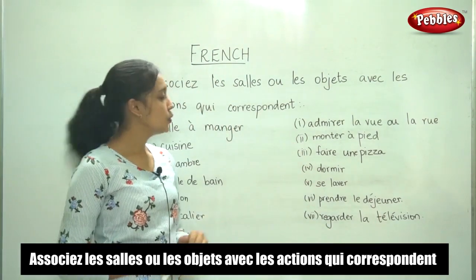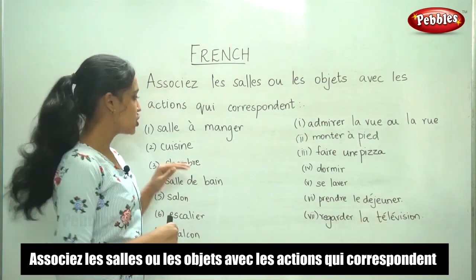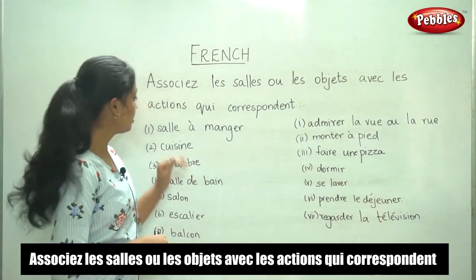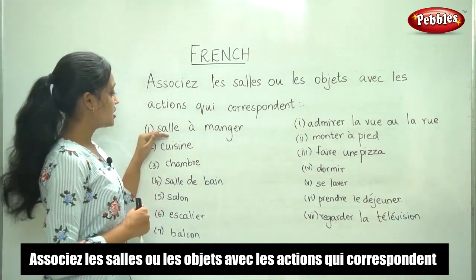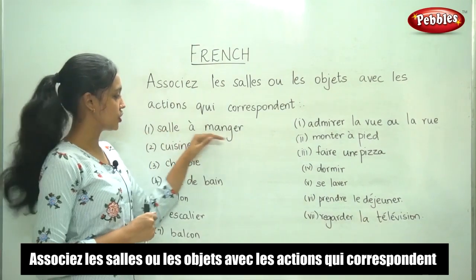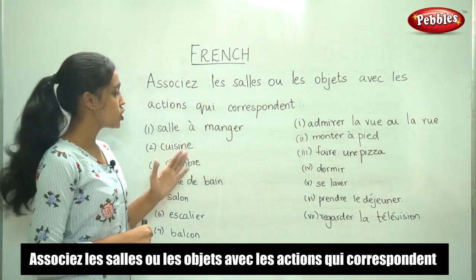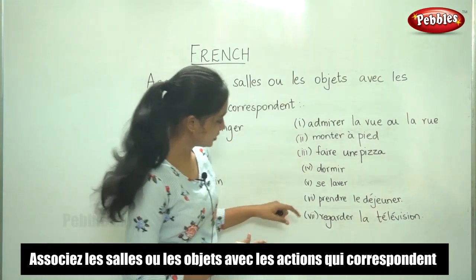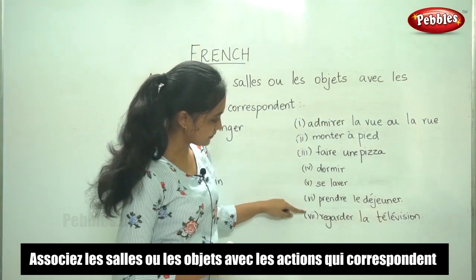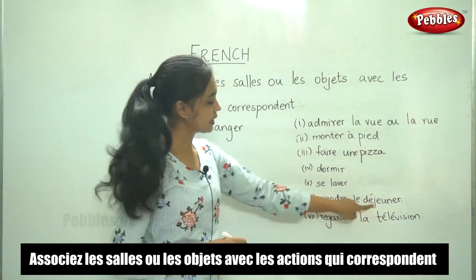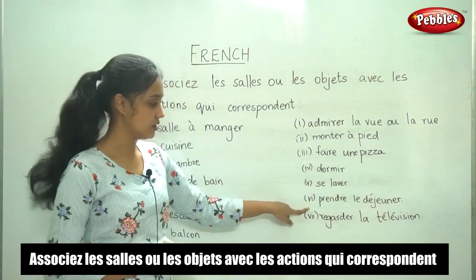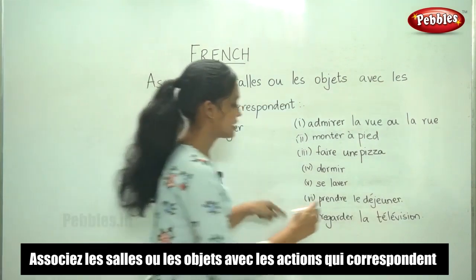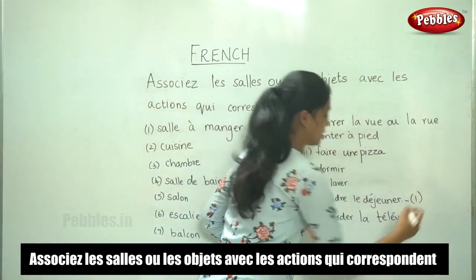So now you know what these words mean. So shall we try to match what action is done in which place? We'll begin with the first one. Salle à manger. This is the dining room. So what would be done in the dining room? Take a look at all these options. So this is the correct option. Prendre le déjeuner. You take lunch. So this is the answer for the first one.